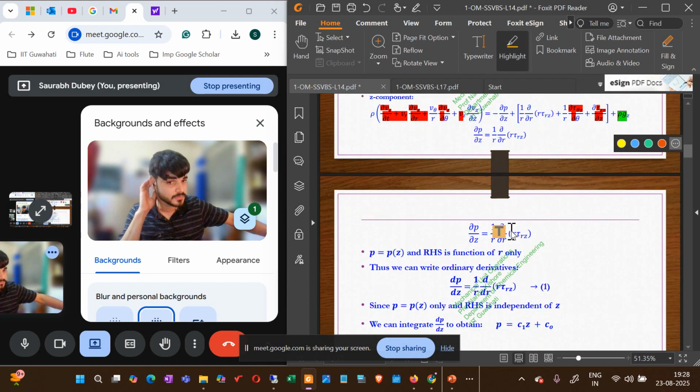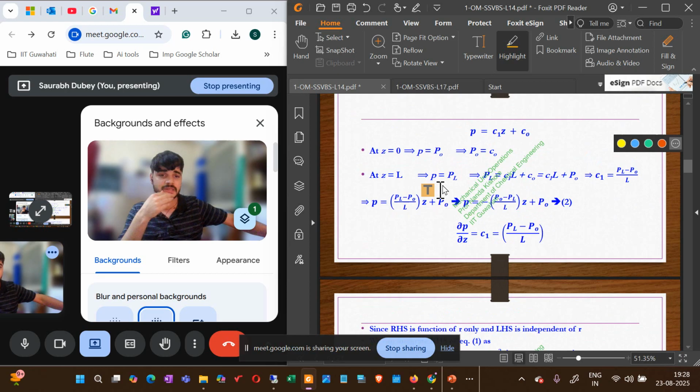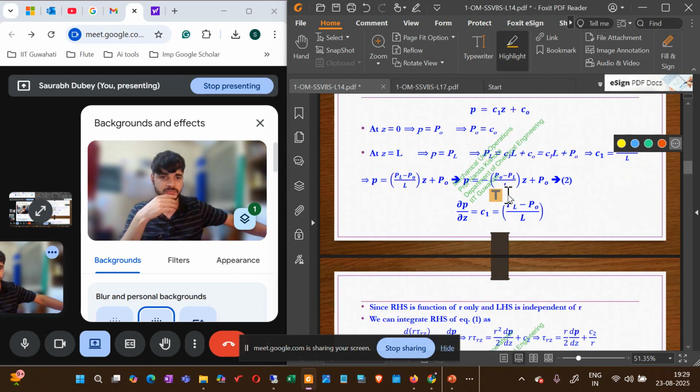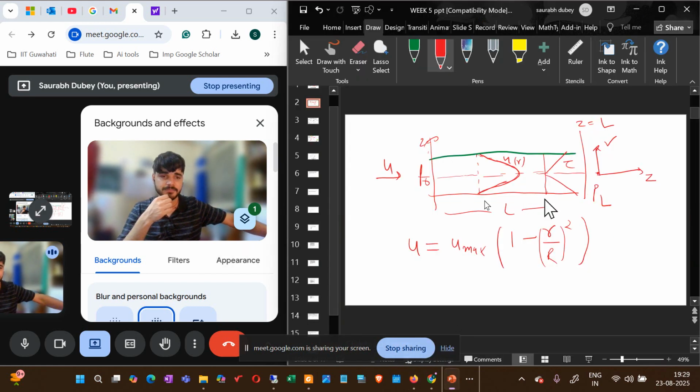Yes, so this you got that already, and now if you see that, if you have at Z equals L, P equals PL, you are having this C1, and C1 equals this, and then you back substitute them, you will get the P expression to be like this. From here you are having del P by del Z as C1, which is PL minus P0. Means what? Across this pipe flow, PL minus P0 divided by L is the del P by del Z that you are actually dealing with, right?